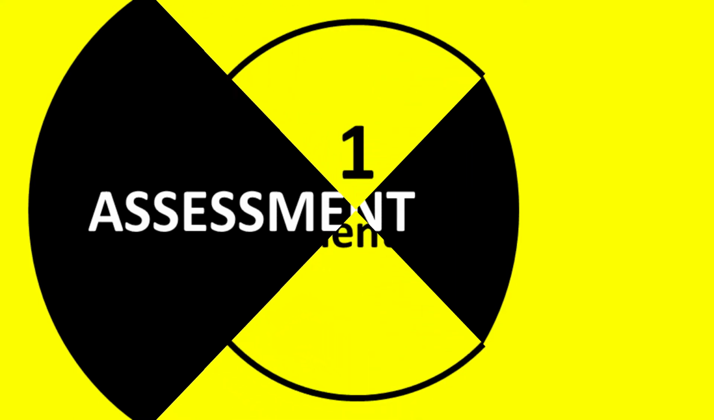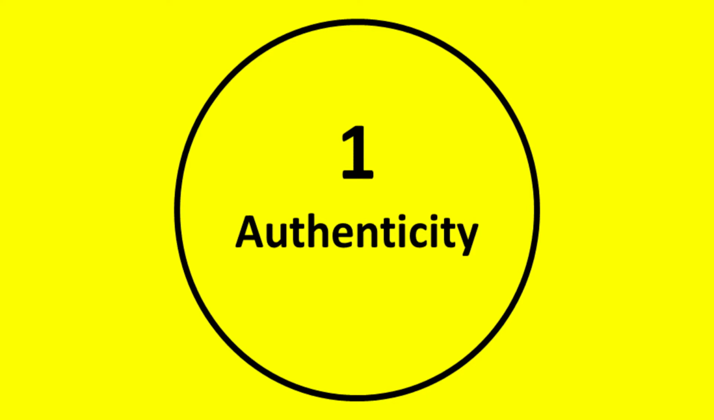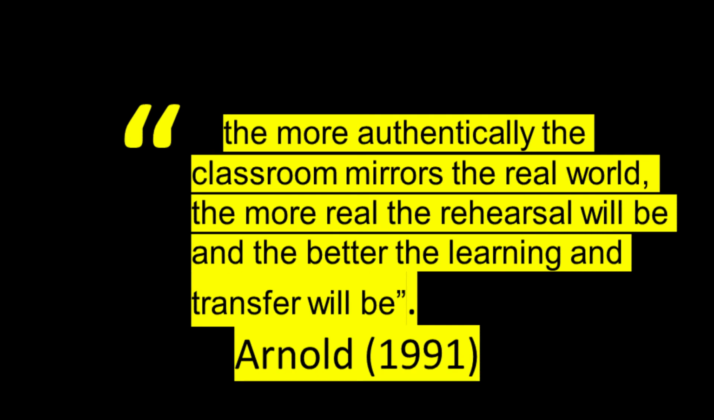evaluate the ESP material. Authenticity is being regarded as one of the foremost elements when we talk about examining the ESP materials. Many experts have shared support and arguments on the importance of authenticity in developing ESP materials. Arnold in 1991 stated that the more authentically the classroom mirrors the real world, the more real the rehearsal will be and the better the learning and transfer will be. In other words, ESP material needs to be authentic enough so that learners can acquire the content better.